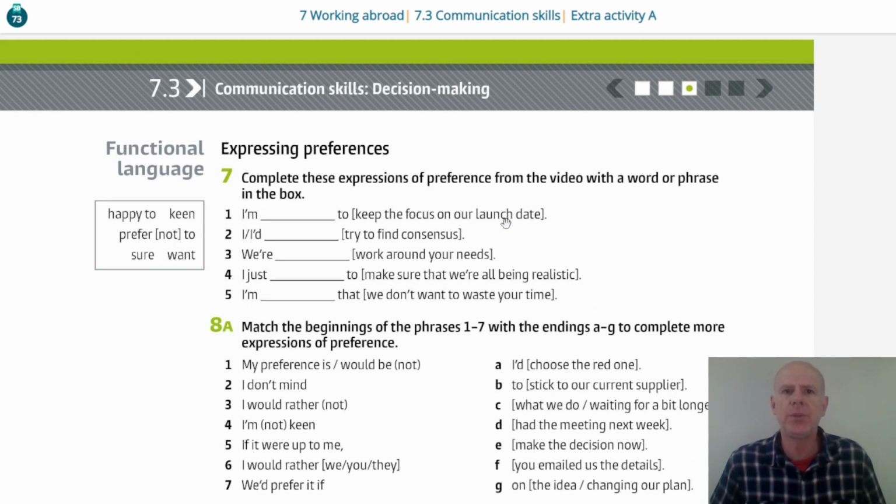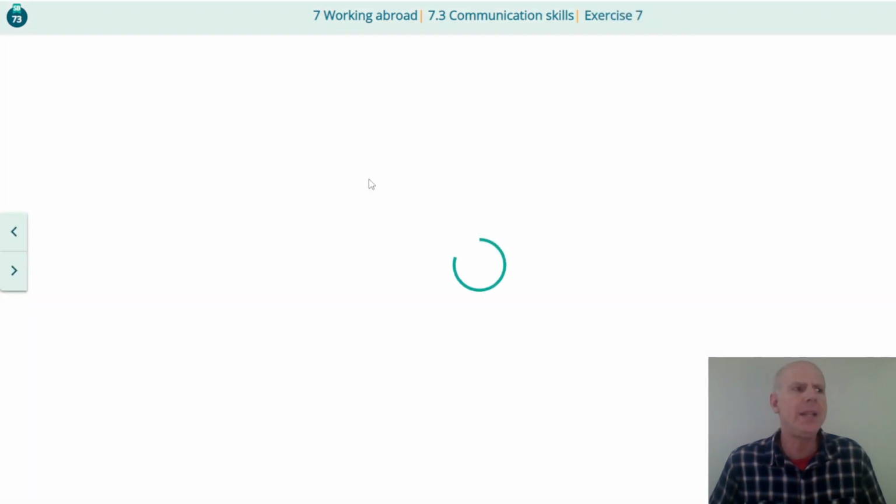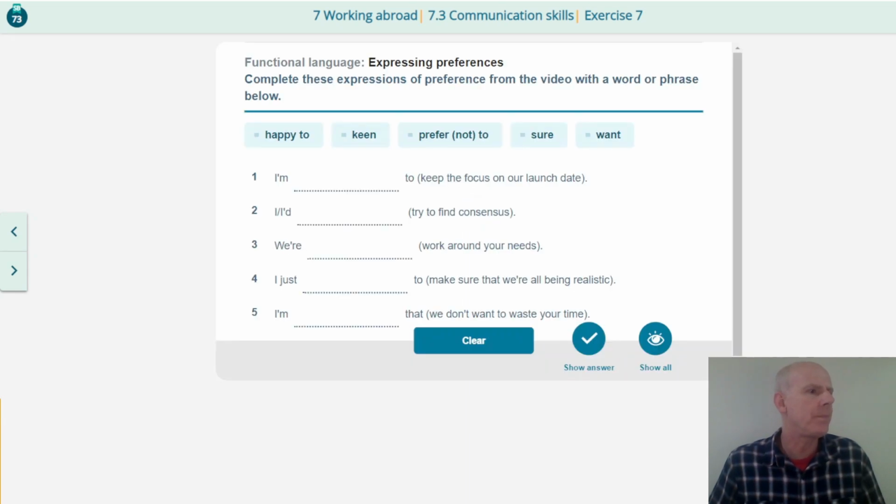I'm to keep the focus on our launch date. I'd try to find consensus. We're work around your needs. I just to make sure that we are all being realistic. And finally, I'm that we don't want to waste your time. These were the options. Let's go and see our choices. Let's take a look at the possibilities here. We have these words, happy to, keen, prefer not to or prefer to, sure and want.